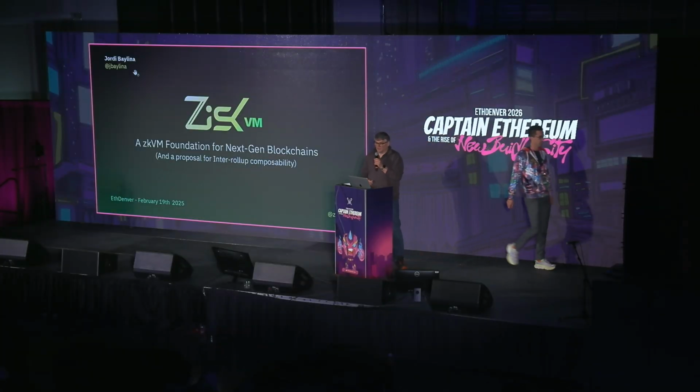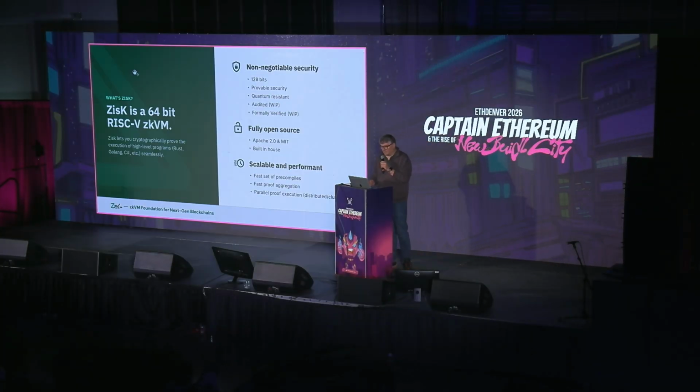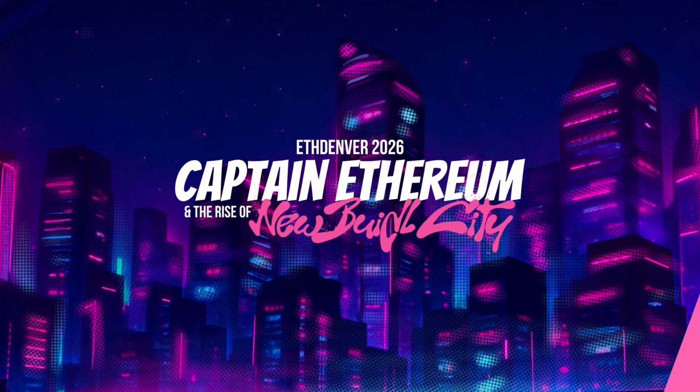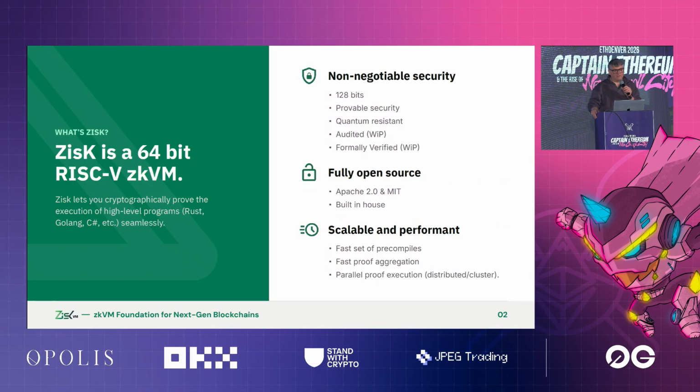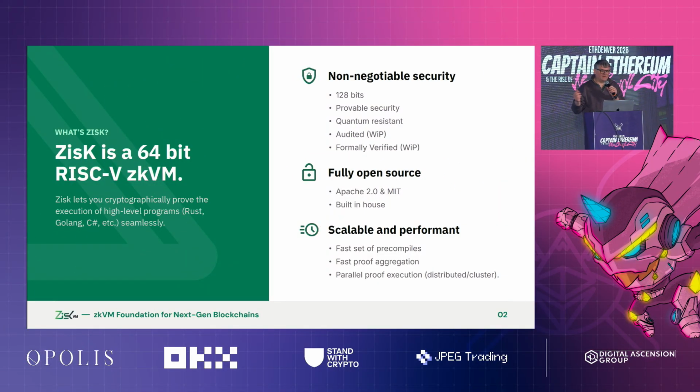Hello, everybody. I'm Jordi Baylina from ZisK. Very quickly, ZisK is, as you know, a 64-bit zkVM. It's RISC-V based, and its main properties are that it's open source, it has 128 bits of proven security, and it's quantum resistant. And yes, we've been building it for the last 2 years.